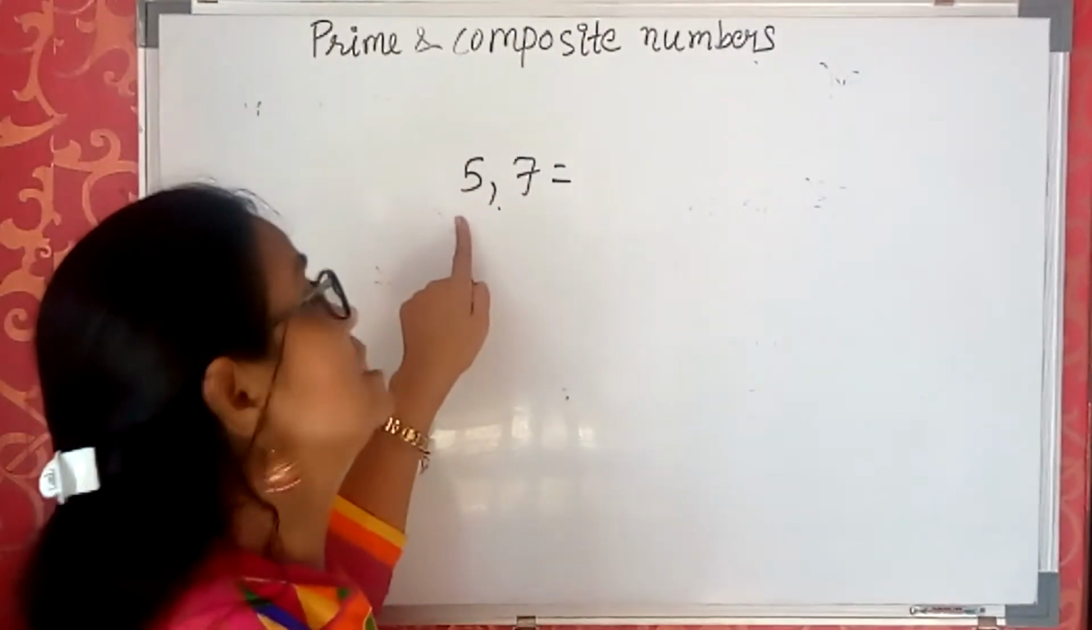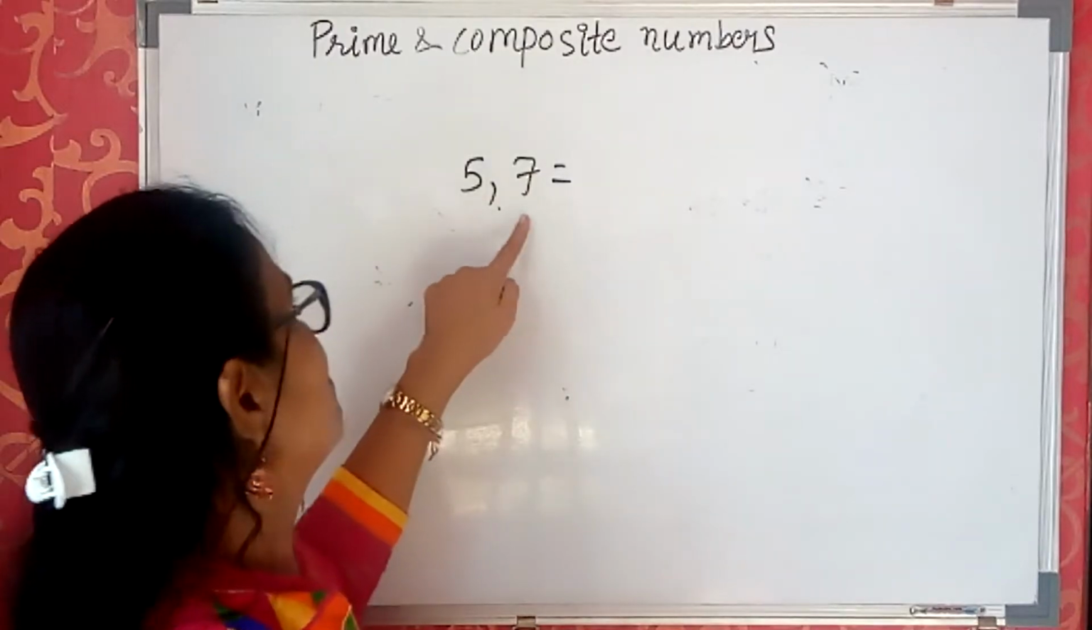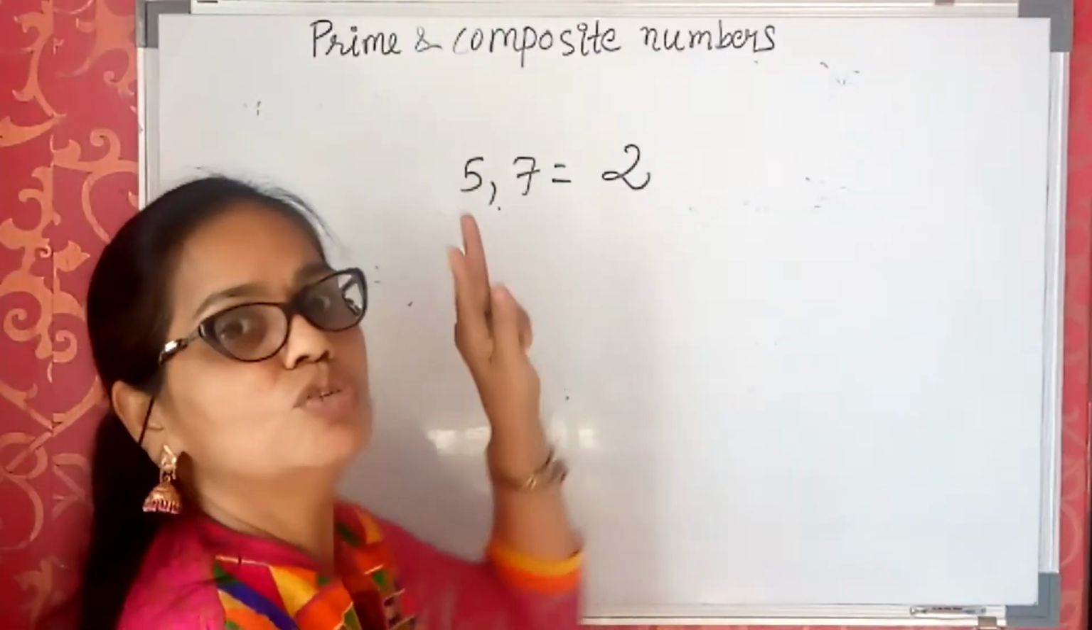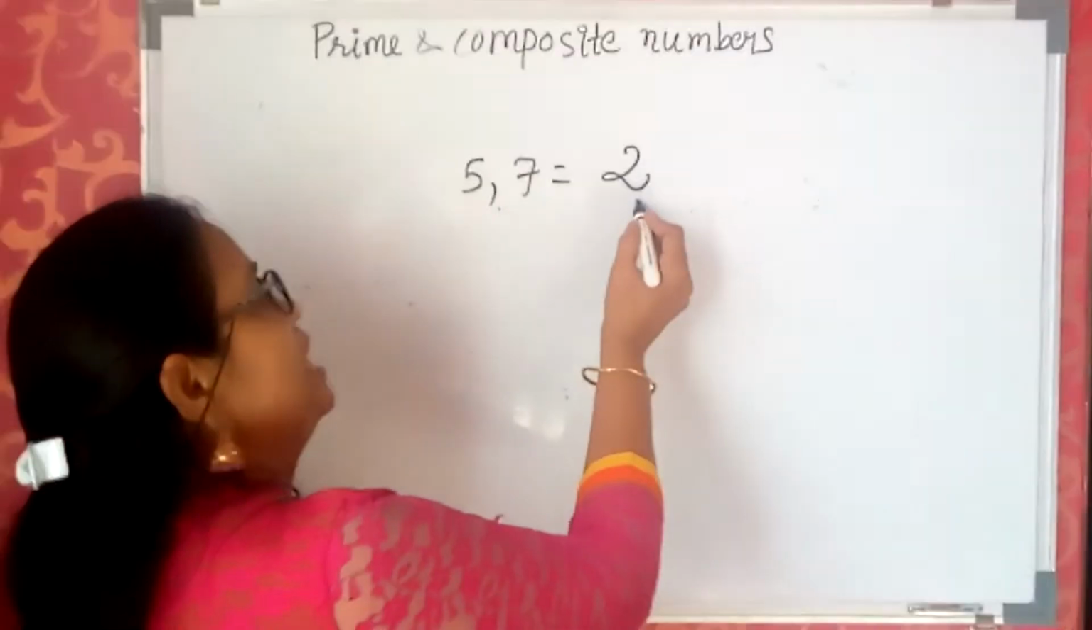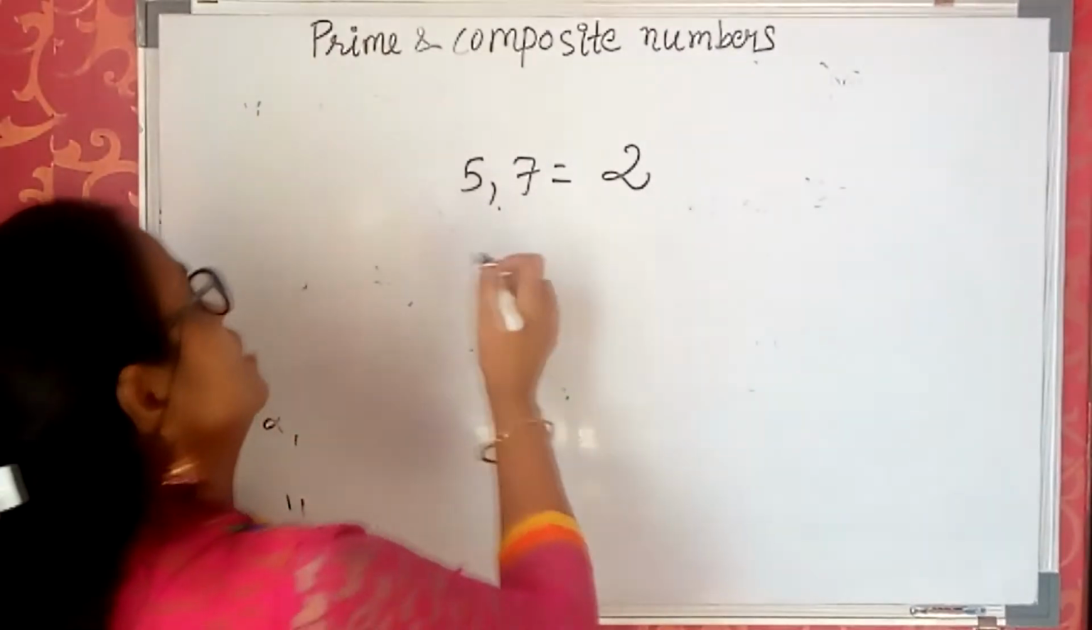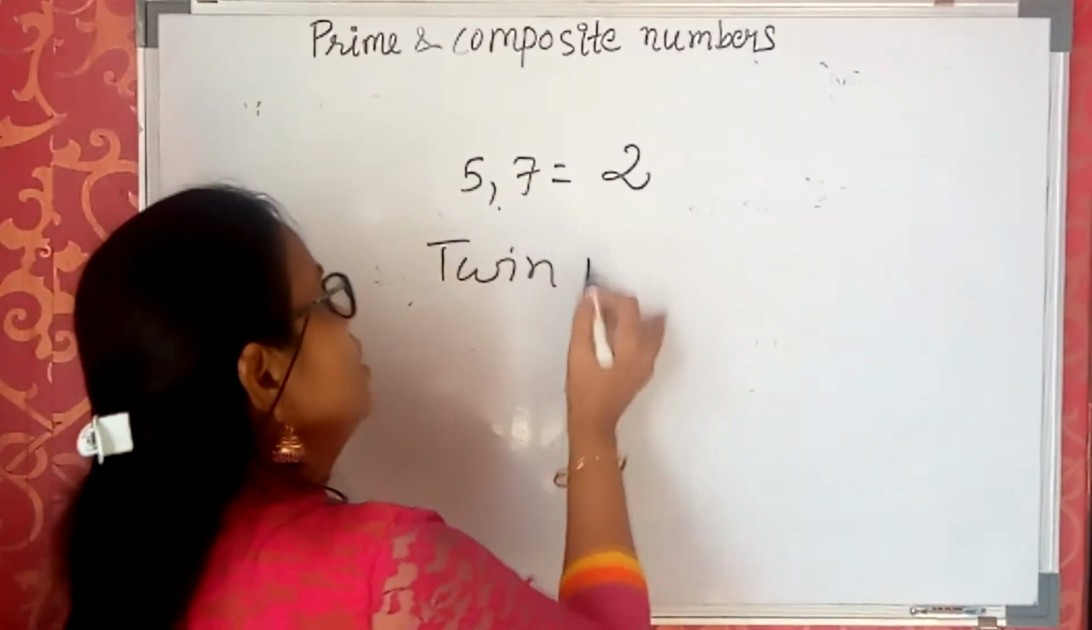So what is the difference between 5 and 7? 7 minus 5 is 2. So the difference between any two such prime numbers is 2. That is called twin prime numbers.